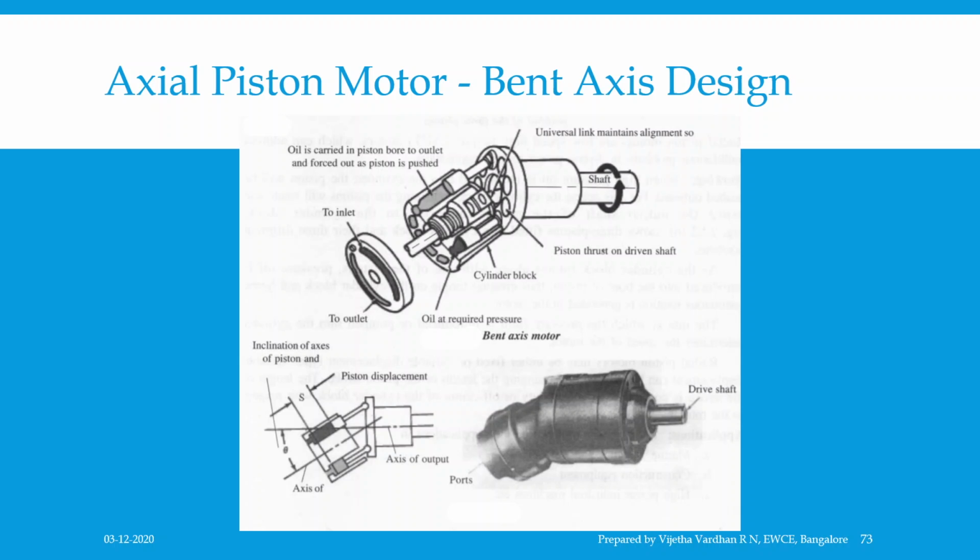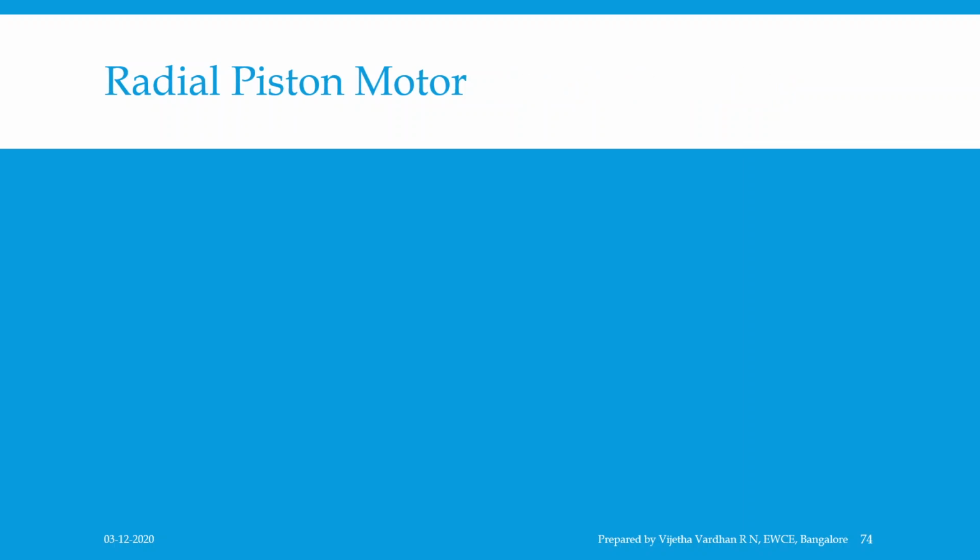The formula for the torque and the power developed by the motor is the same as for the variable displacement swash plate design piston motors, which we have discussed in one of the previous sessions. Next, coming to the radial piston motor.